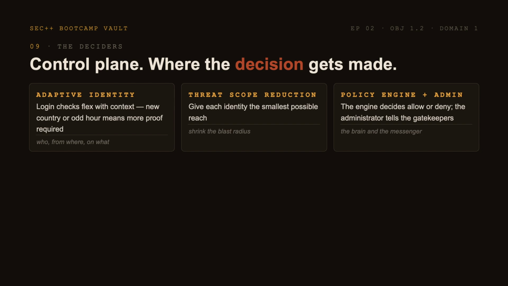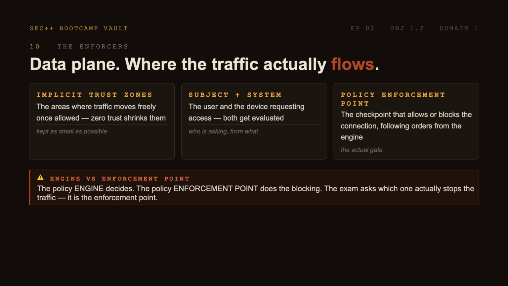Threat scope reduction means every identity gets the smallest reach possible, so a stolen account can only touch a little. And the decision makers. The policy engine is the brain that says allow or deny. The policy administrator is the messenger that carries that decision out to the gatekeepers. The data plane is where traffic actually flows.